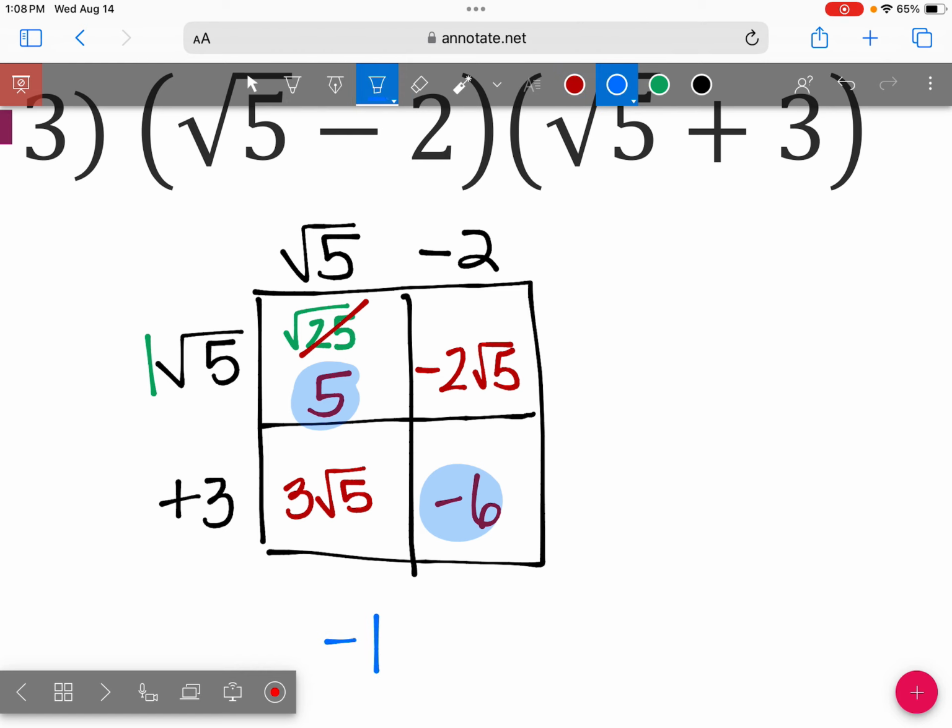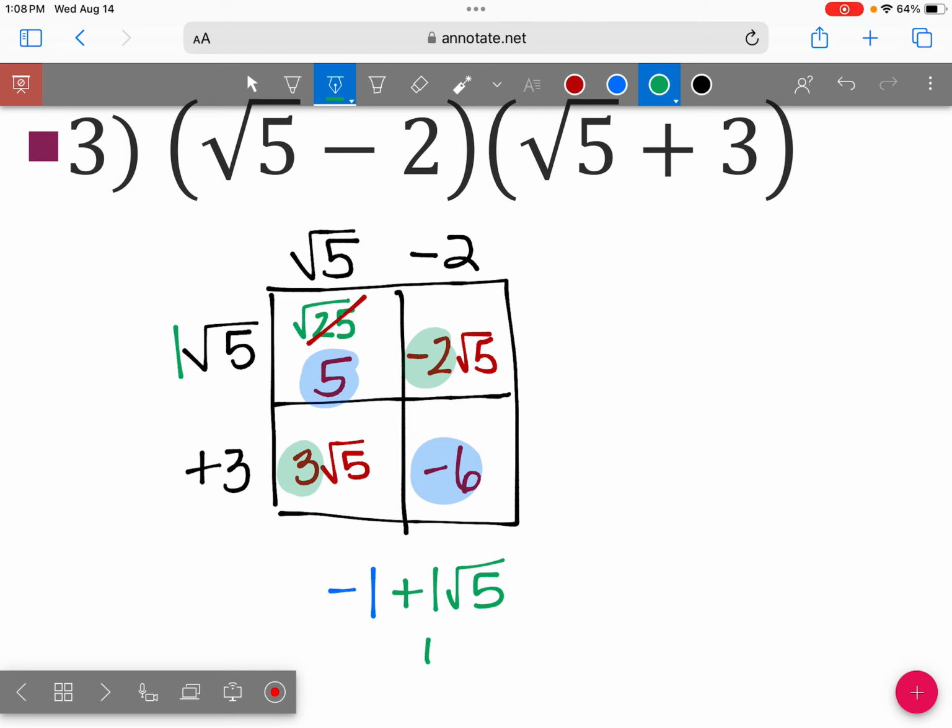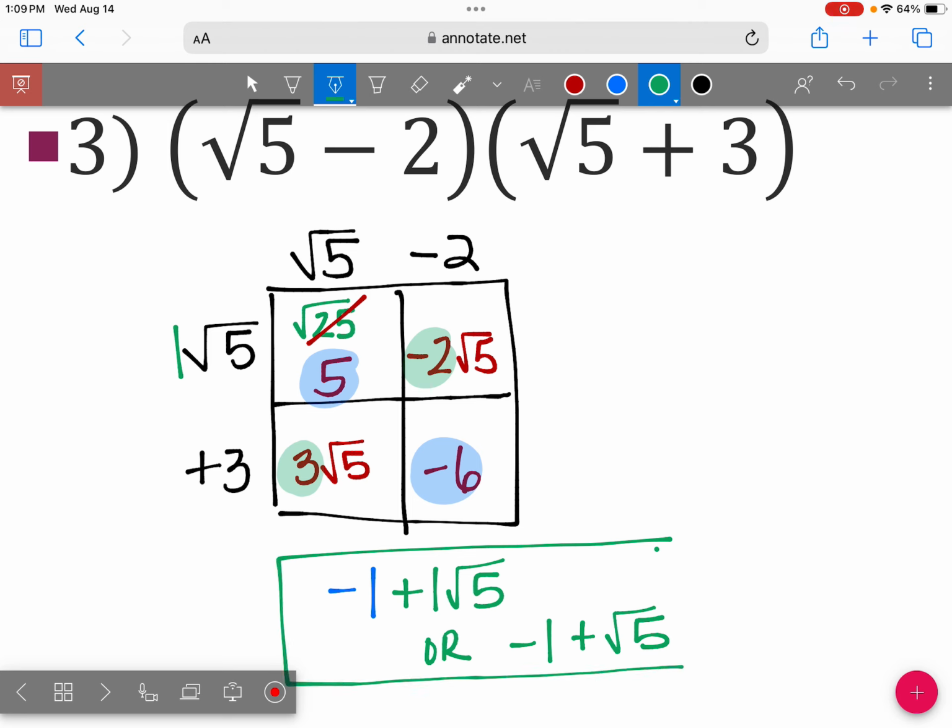And now we're going to combine these two together. Now, when you combine these two together, though, we can only combine them because they both have a 5 under the square root. But we're really just adding these two numbers together. And when you add those two numbers together, you get a +1 root 5. And that would be your answer. You can also just say -1 plus root 5. All right, any questions about that?